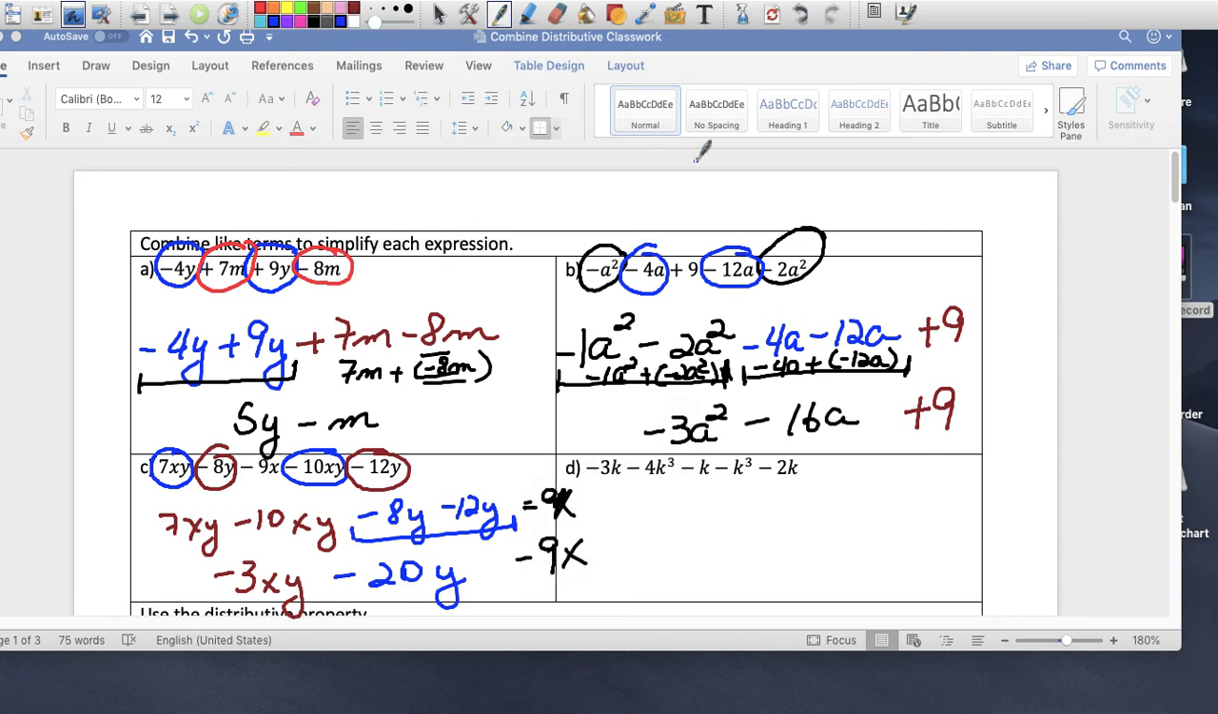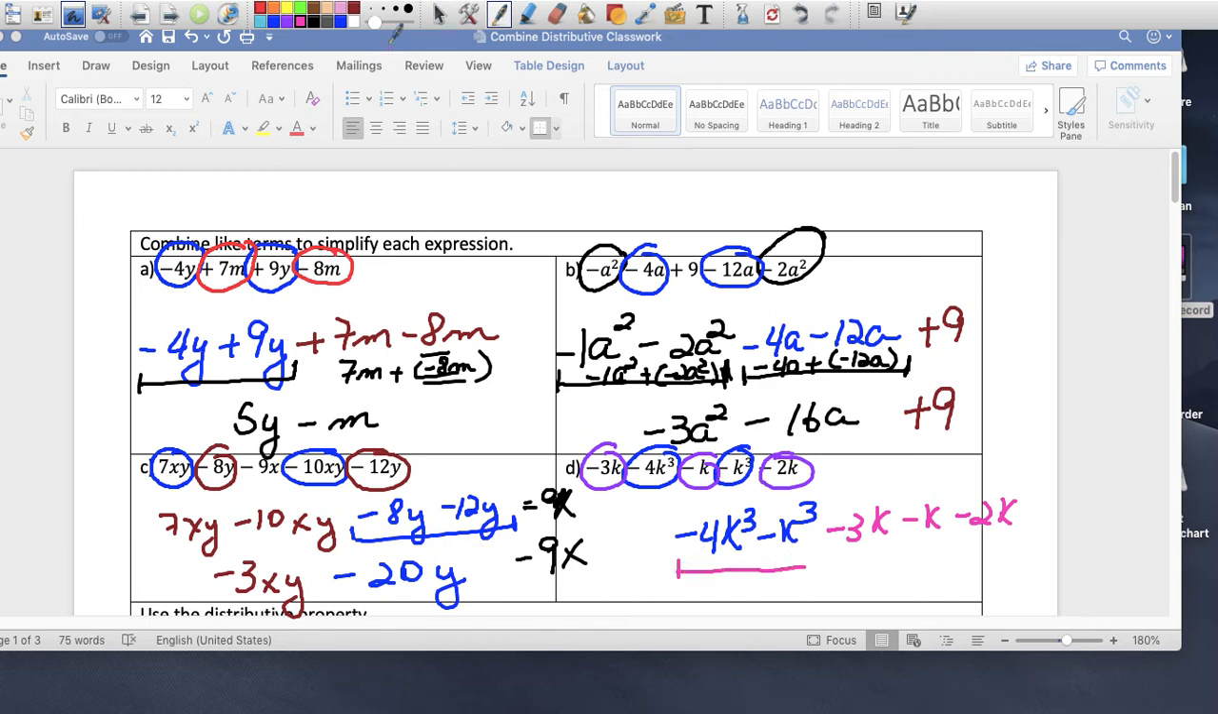K cubed. So this one has minus 4k cubed. This one is minus k cubed. What other things do we have? K and a k. And everything else is a k. So, okay, that's not that hard. So minus 4k cubed minus k cubed. And then I'm going to have minus 3k, minus k, and minus 2k. So 2 blues, 3 purples. This one is the easy one.